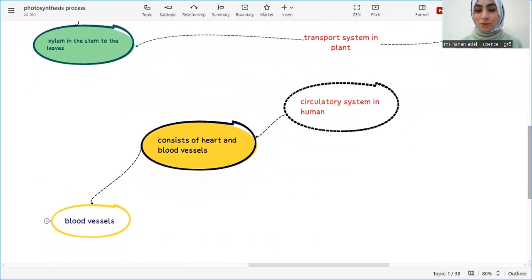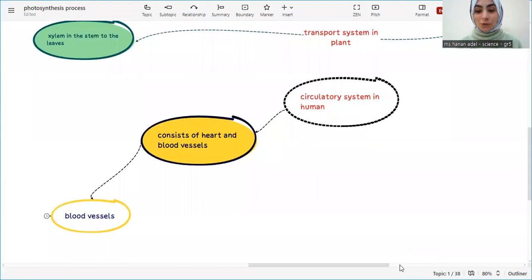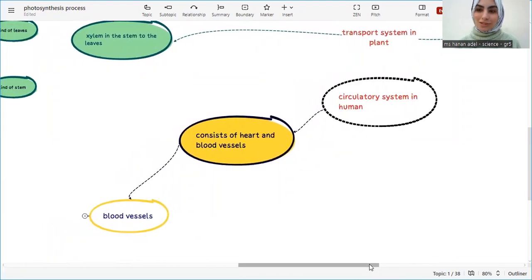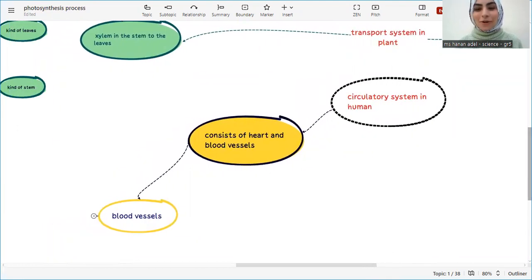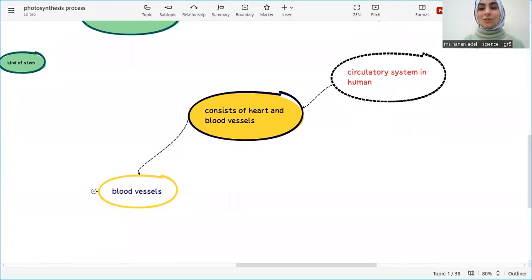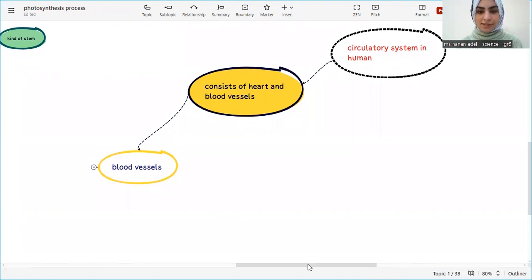We have a circulatory system that also transport things, but not transport the water, transport other things. What is the circulatory system in human? It consists mainly of heart, blood vessel, and of course the blood. So what is blood vessel, miss? And what is its function?